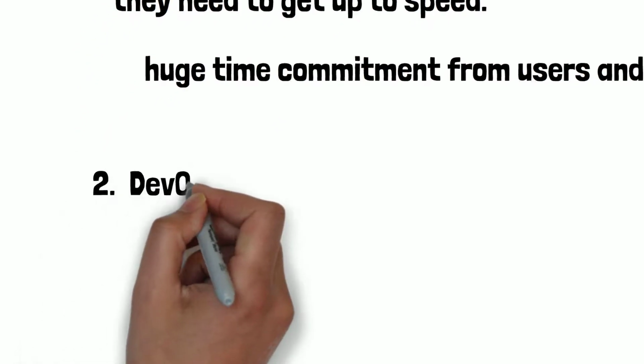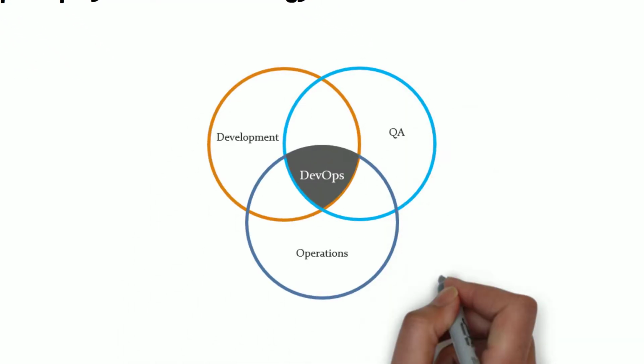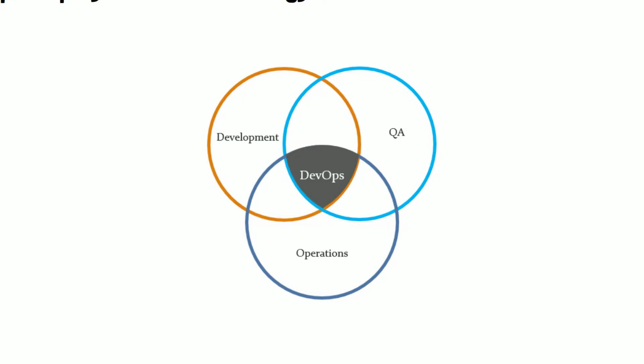Number 2 is DevOps deployment methodology. DevOps deployment centers on organizational change that enhances collaboration between the departments responsible for different segments of the development lifecycle, such as development, quality assurance, and operations.